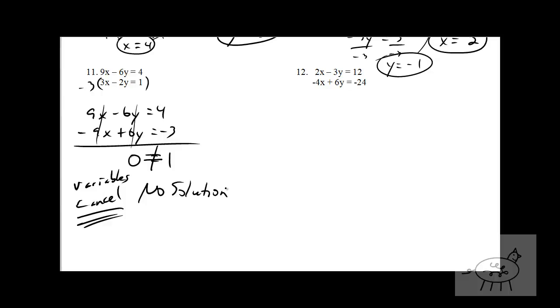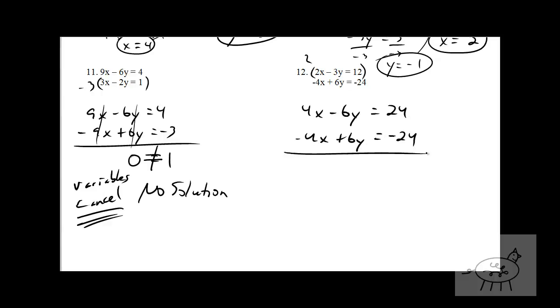Very, very important. But the variables have to cancel. Okay, so number 12, what do you eliminate? Well, again, let's eliminate the x because I just have to multiply the top one by 2. And so if I multiply the top by 2, I get 4x minus 6y equals 24. And the bottom is negative 4x plus 6y equals negative 24. So if you notice, the x's and the y's cancel, so you get 0, and the right side, 24 minus 24 is 0. So it's basically 0 equals 0, or the left side equals the right side, and this is true, then it's infinite solutions.